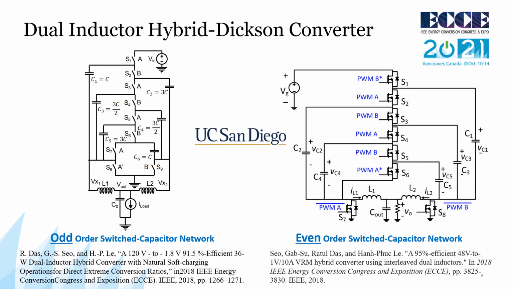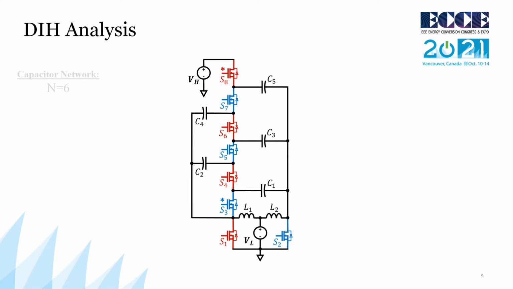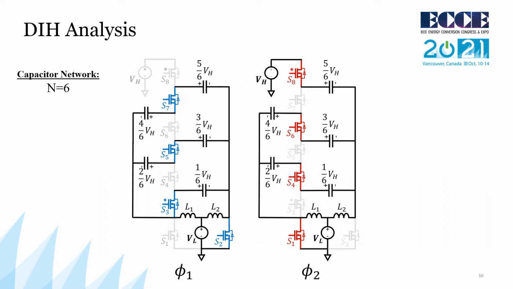To understand why even and odd networks are treated differently, first we must do a little bit of analysis. Taking an even sixth order network as an example, here we can draw out our two primary operational phases, shown here as phase 1 and phase 2.